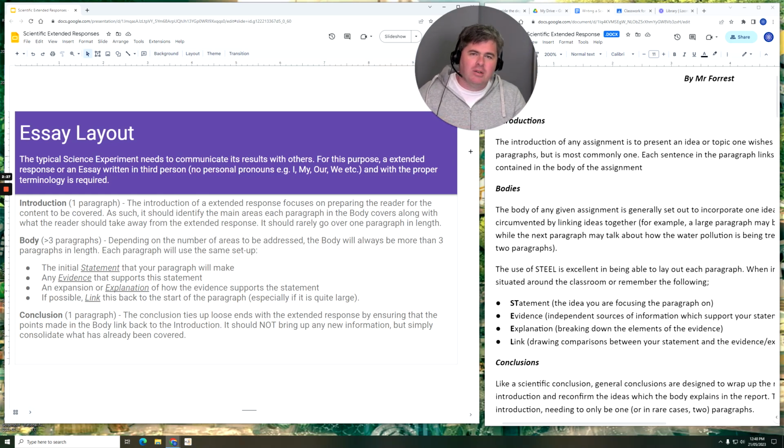The explanation is talking about how this happens. So it's the mechanism that connects the statement, the sky being blue, to the evidence, collection of ambient particles like carbon dioxide and oxygen. The link is often used to try and link back to our original statement.